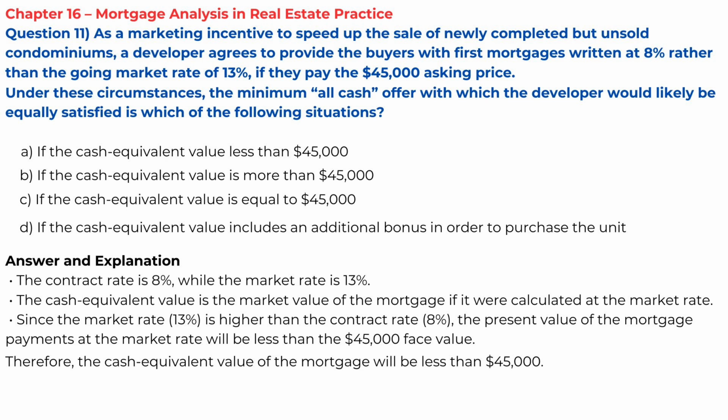Explanation: the contract rate is 8%, while the market rate is 13%. The cash equivalent value is the market value of the mortgage if it were calculated at the market rate. Since the market rate, 13%, is higher than the contract rate, 8%, the present value of the mortgage payments at the market rate will be less than the $45,000 face value. Therefore, the cash equivalent value of the mortgage will be less than $45,000. So the correct answer is A.